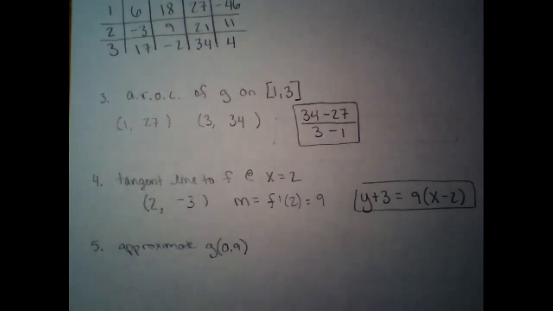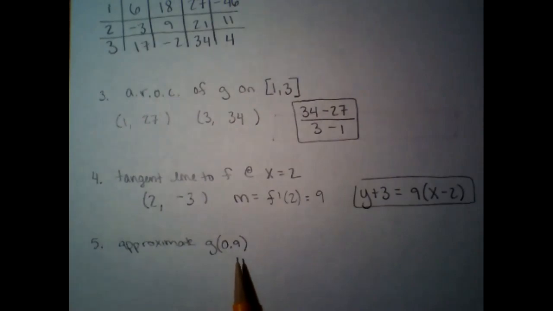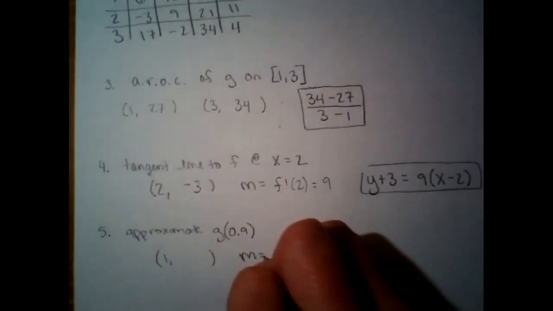So this says approximate g of 0.9. So where should we write our equation? Like where should be our point of tangency if we want to approximate 0.9? Yeah, good. 1. It's got to be really, really close because we're locally linear. If you get farther away, it's not a good approximation anymore. So we want our equation to be at 1.